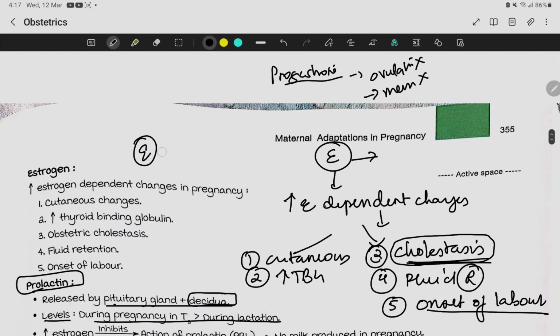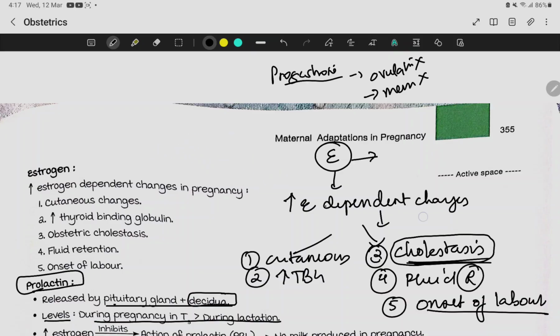Then about estrogen, what did we study? It is responsible for many things like cutaneous changes, increased thyroid binding globulin, increase in cholestasis, fluid retention, as well as labor. It causes the onset of labor.